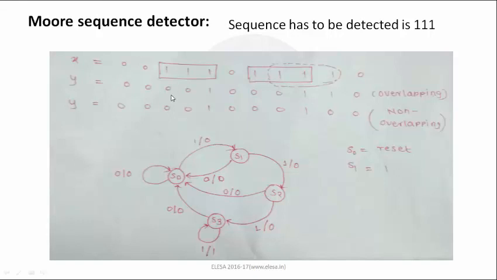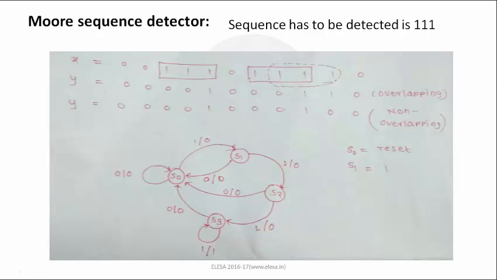And similarly, we want another 1, so the output is still 0 because we haven't got our third one. And now we have the third one over here, and we want 3 consecutive ones, so now I am having 3 ones, and here the output equals 1. So when the whole pattern is generated, the output equals 1.